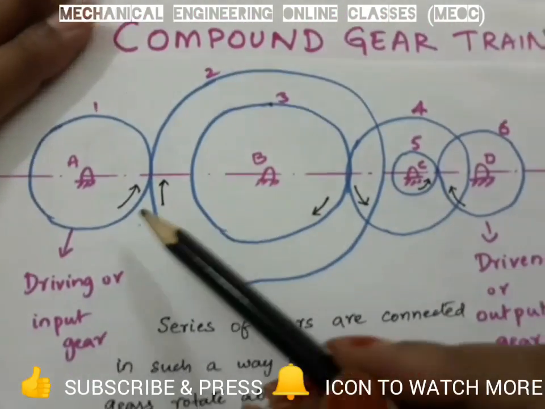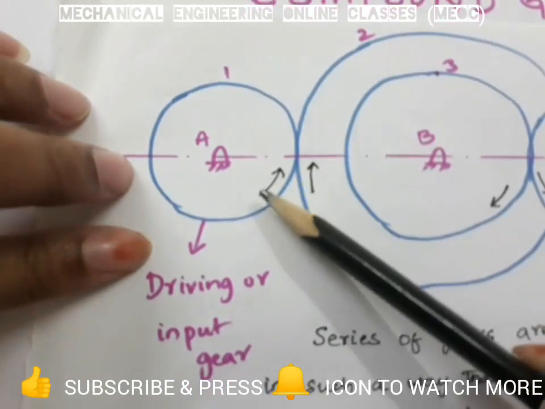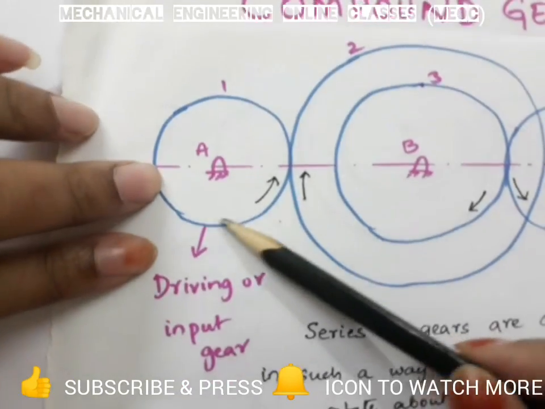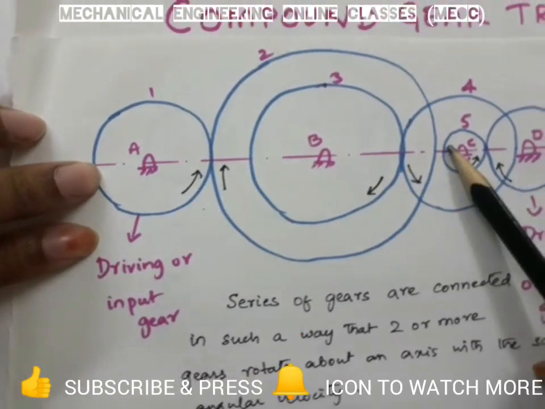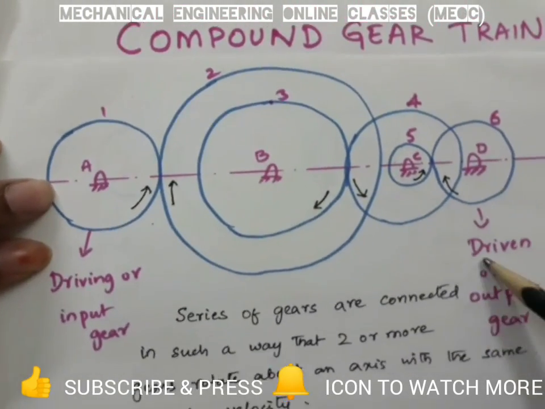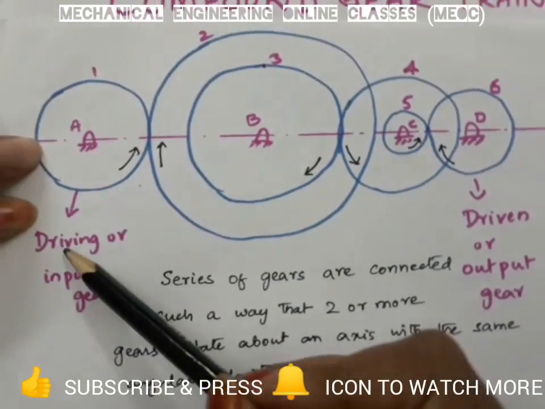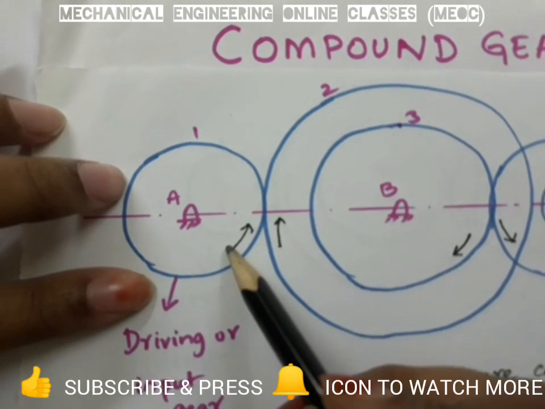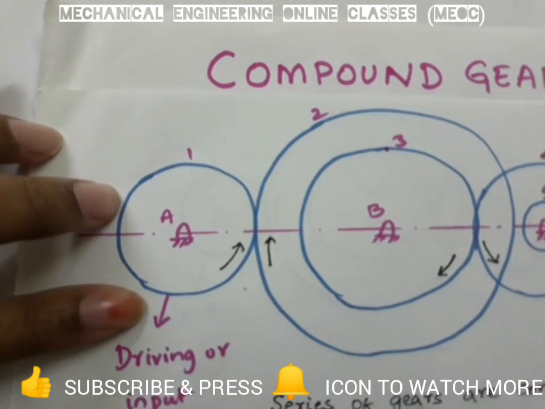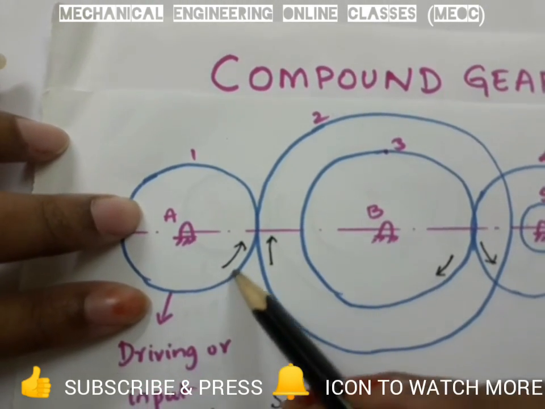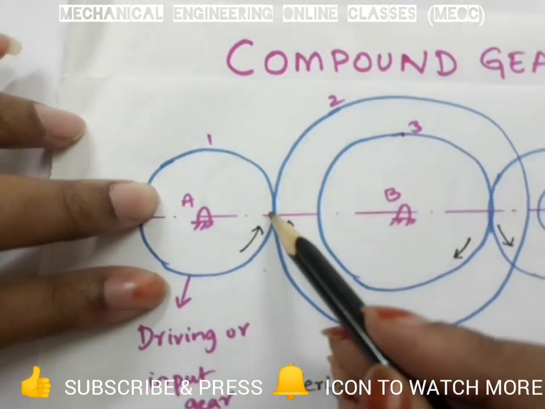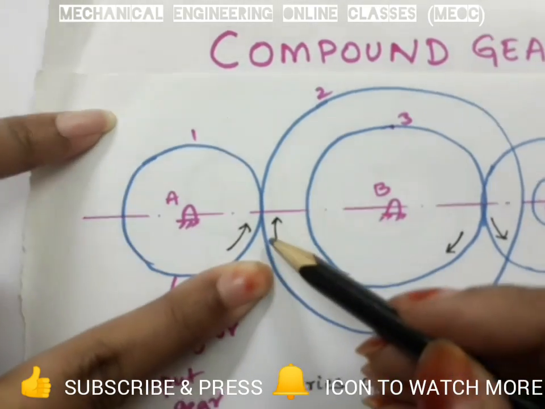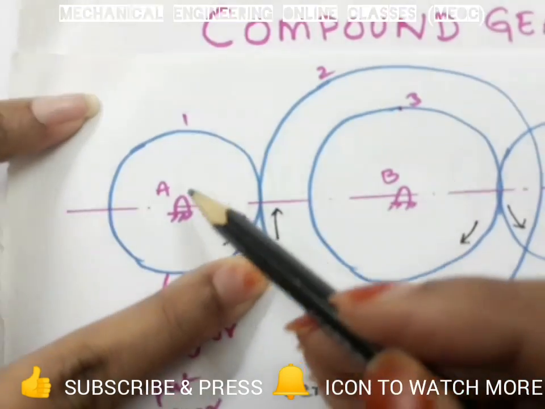Let us assume that gear 1 is the driving gear. To this driving gear we will provide motion or power, which has to be transmitted through these gears to the last gear. That's why the last one is called the driven gear or output gear. This is the driving or input gear. Now I am assuming gear 1 is rotating in the counterclockwise direction, and gear 1 is meshed with gear 2. Because gear 1 is moving counterclockwise, gear 2 will rotate in the opposite direction.